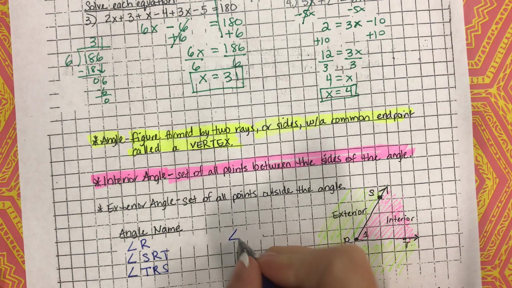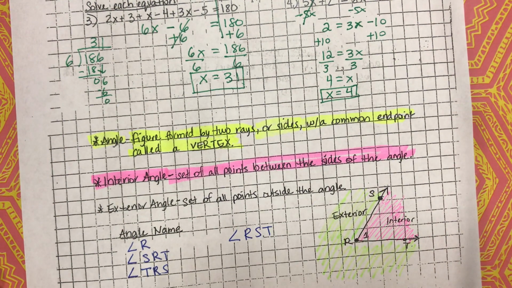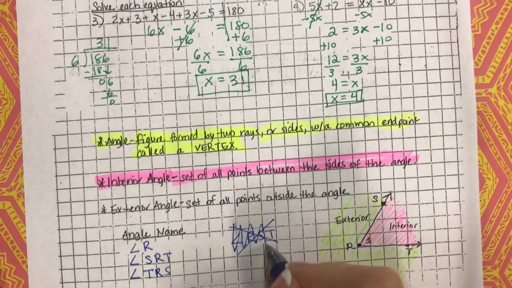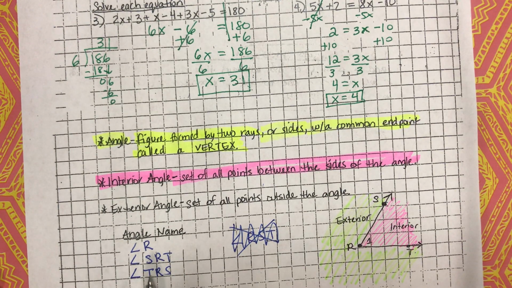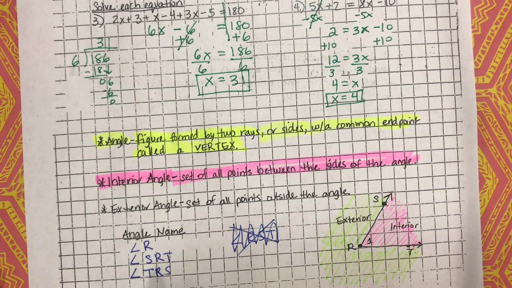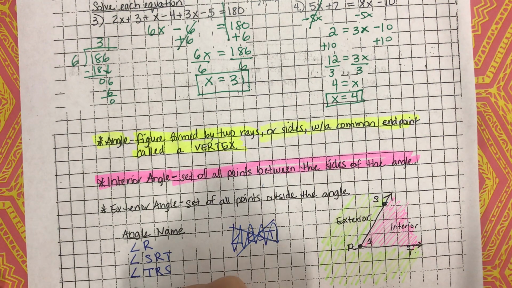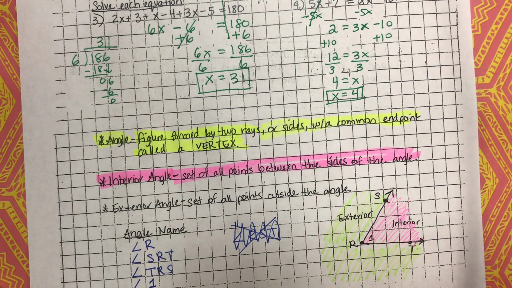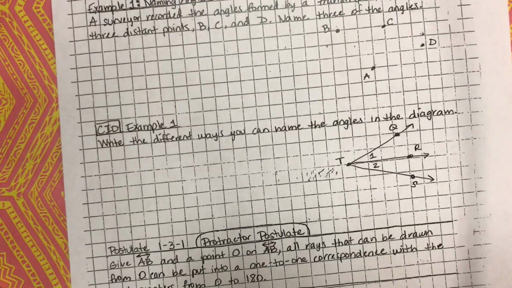You couldn't do this, RST. The vertex is not in the middle, so that would not work. You cannot write the angle like that. You can call it angle R, or the vertex always has to be in the middle. There's also this little 1 here, and so you could call this angle 1 as well. So those are 4 different ways to write the same angle. Okay, which leads us to our first example problem here.